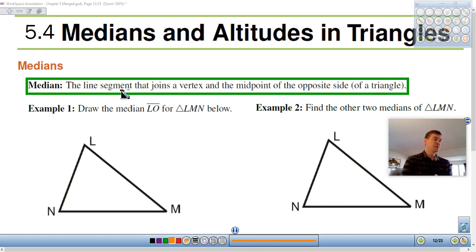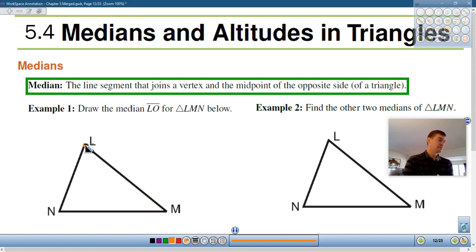A median is a line segment that joins a vertex of a triangle and the midpoint of the opposite side of a triangle. So here we're asked to draw the median LO for triangle LMN. So we start at point L, the vertex, and we're going to go to the middle of segment NM. I'm going to put hash marks so that my viewer knows that this is supposed to be the middle. Whether it is or not, I don't know.